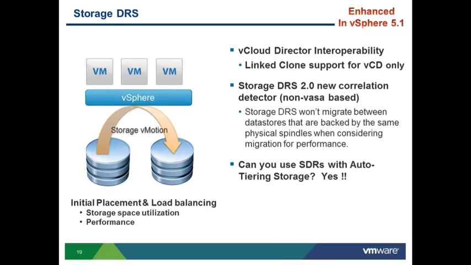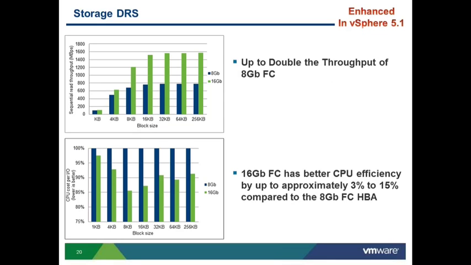vMotion is just one of those things, right? This is kind of the same sort of thing. Once people look into it and start doing some things, the mechanism behind it is essentially Storage vMotion. So there's no real huge problem with that. 16 gig Fibre Channel support, so obviously lower CPU usage and things like that when we've got 16 gig to the fabric.